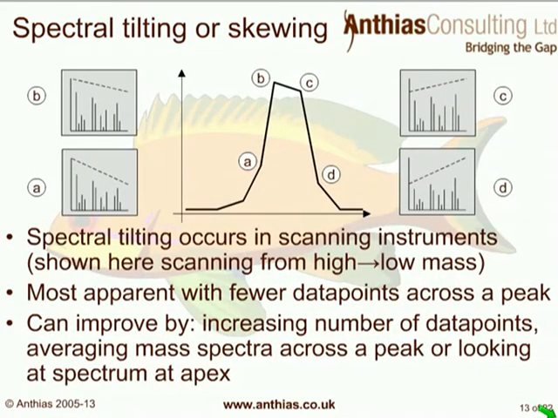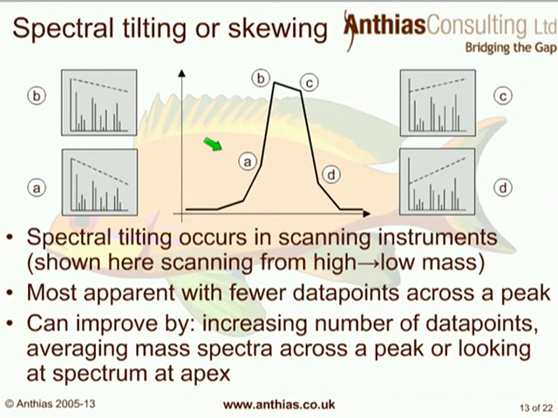Another effect is spectral tilting or spectral skewing. Now this only occurs with scanning instruments. So if we're scanning from high to low mass, if we look at this point here, when we're scanning up at the high mass, we have not many ions going through to the mass spectrometer. By the time we've then scanned all the way down to the low mass, we'll be getting quite a lot of ions coming through. Therefore, we get a skewed mass spectrum like this. When we look at the high mass, there are not many molecules getting through to the mass spectrometer. At the low mass, there are lots.